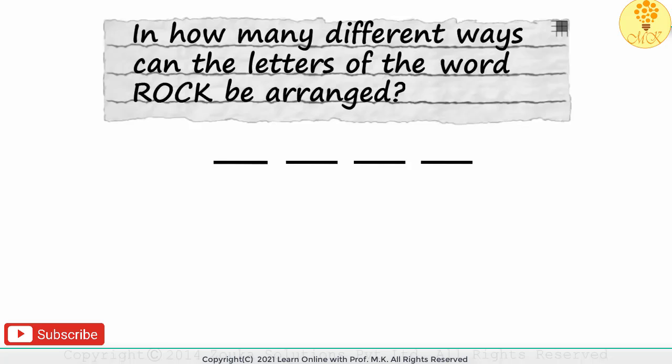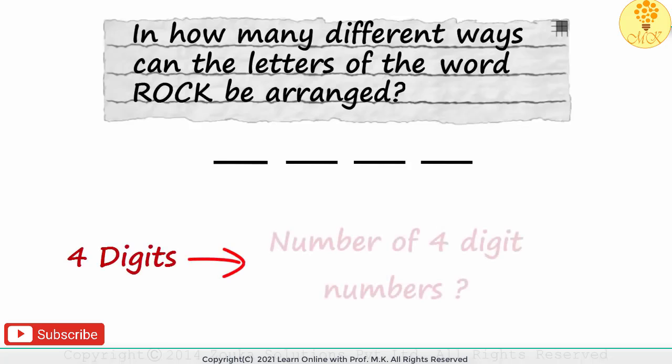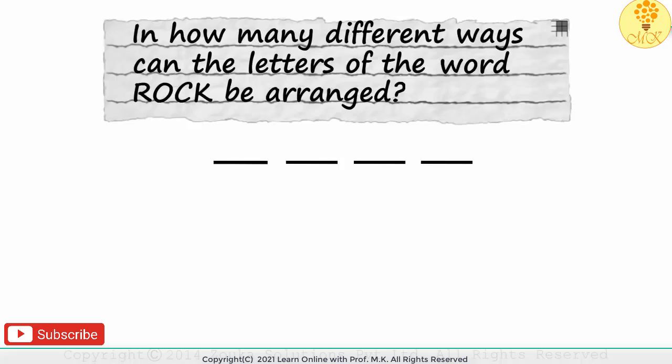It's like we have been given 4 different digits and asked for the number of 4-digit numbers that can be formed. Do we have any condition here? Nope. We have simply been asked for the number of possible ways in which these letters can be rearranged. So we can start from anywhere. Say we start with the first slot.